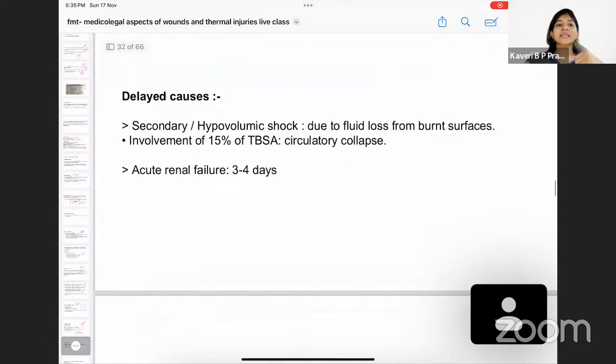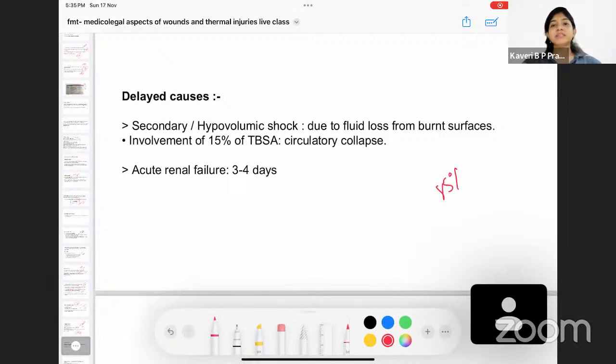Coming to the delayed causes, there could be hypovolemic shock. That is, every day there is going to be little fluid loss in the body, and when there is fluid loss, there is going to be hypovolemia in the person, and this is going to cause death. Whenever around 15% of the total body surface area of the person is burnt, it could cause a circulatory collapse. Also, there could be renal failure.